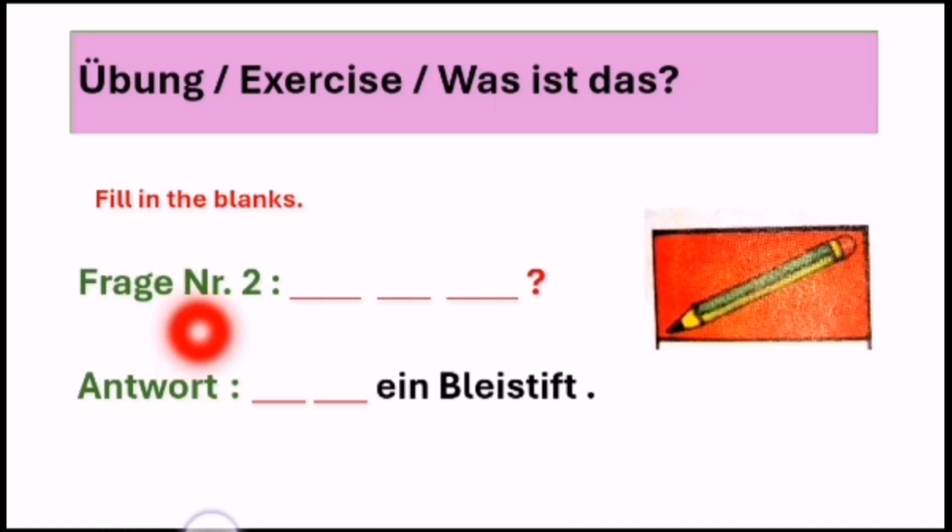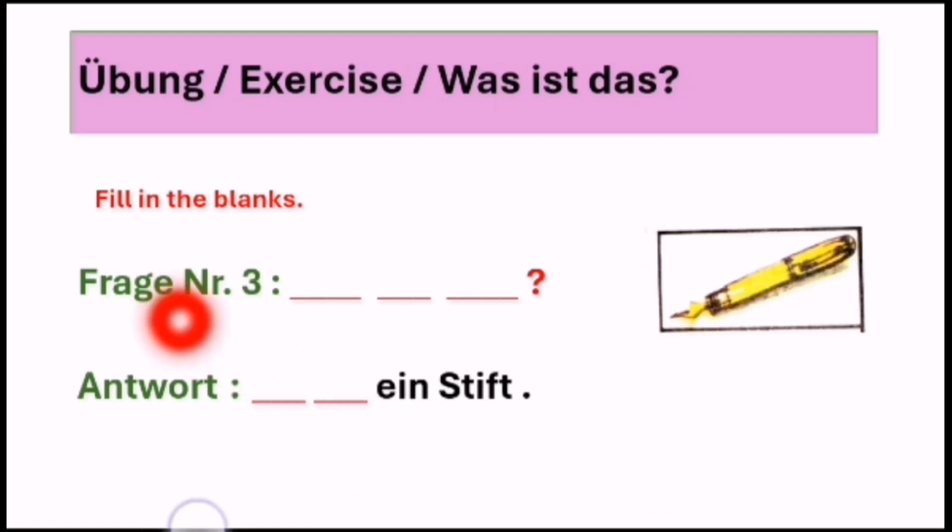Frage Nummer 2. You should write here, what is it? In your notebook, okay? Write this sentence in your notebook. And then Antwort, answer. Write the answer as well. This is a pencil. Ein Bleistift. So fill in the blanks in your notebook.